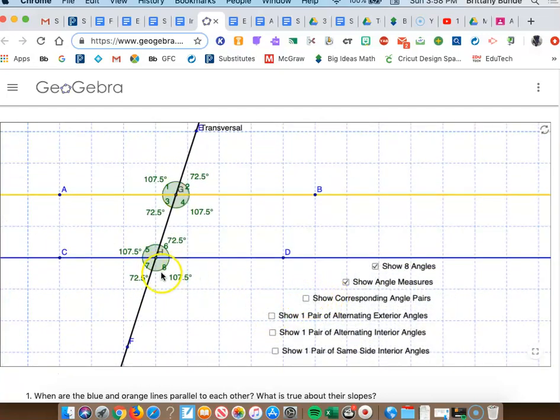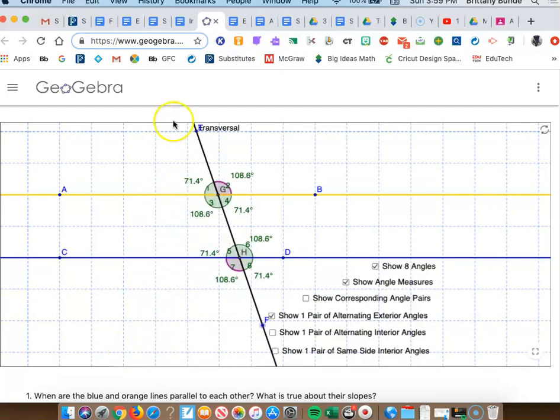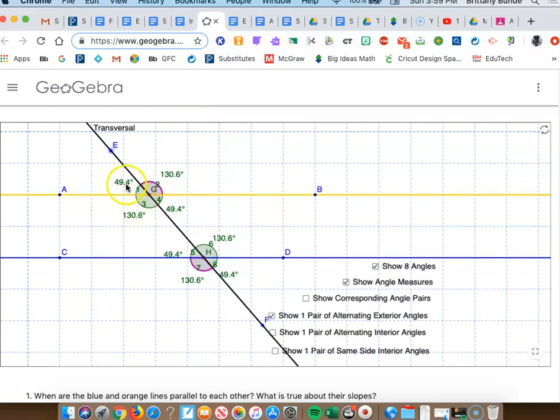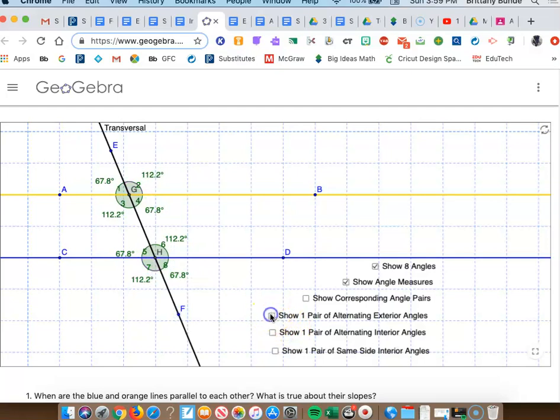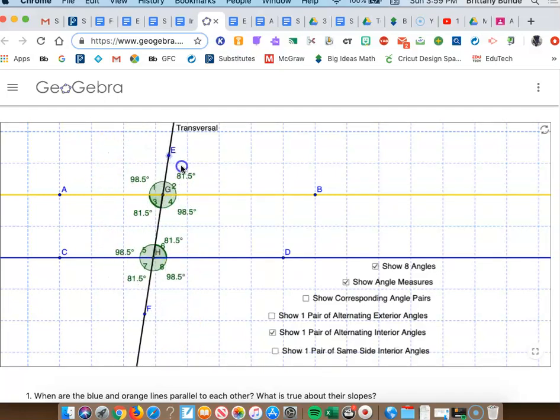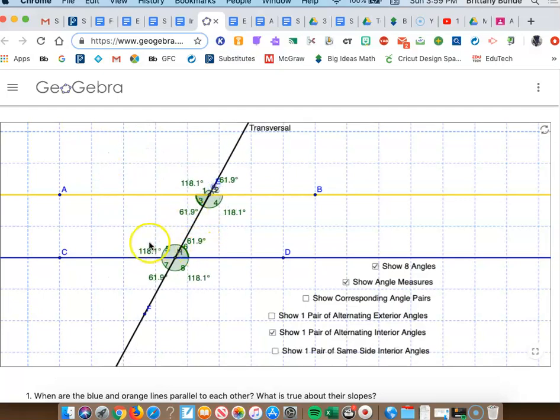Okay, let's see what happens with alternate exterior. So the ones on the outside. Alternate exterior are the same, 107, 107. And again, it doesn't matter where I drag my line here. Do you guys see how they're still the same? Okay, now let's look at alternate interior angles. 112, 112, 67, 67. Again, it doesn't matter where I drag my points. They remain the same.